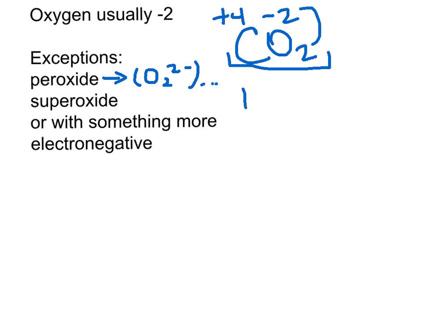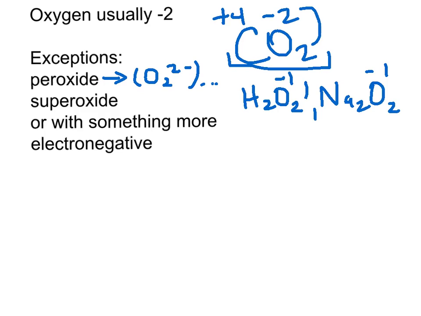Common examples would be hydrogen peroxide, H2O2, and sodium peroxide, Na2O2. In each case, each oxygen will only have a -1 charge in order for the O2 to have a total of -2, making the sodium have a +1 charge, and the hydrogen would have a +1 charge, which is also its oxidation number.